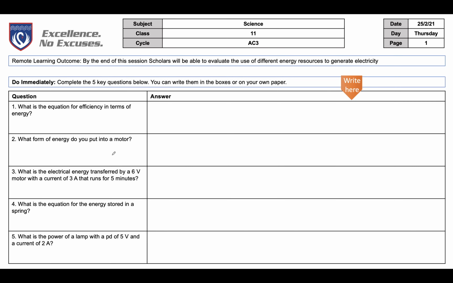Okay, good morning scholars, welcome to another science lesson. Today we're going to be looking at how we use different energy resources to generate electricity. If you haven't completed the do now, please pause the video and then come back in a few seconds once it's done.